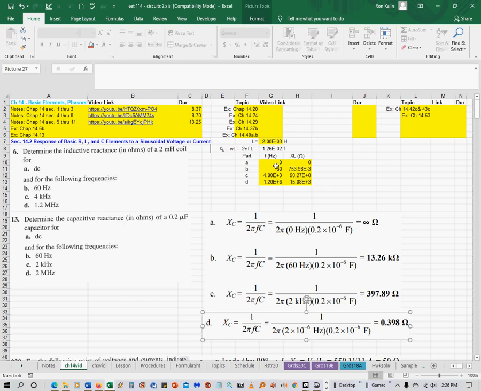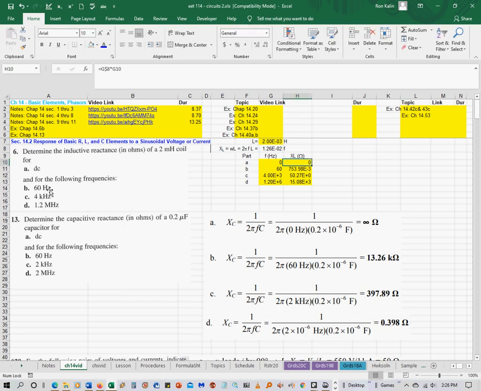F is 0, omega is 0. So if we use this formula, X of L equals omega times L equals 2 pi FL. If F is 0, then X of L is going to be 0. Part B says for F equal 60 hertz. So using this formula again, 2 pi FL.